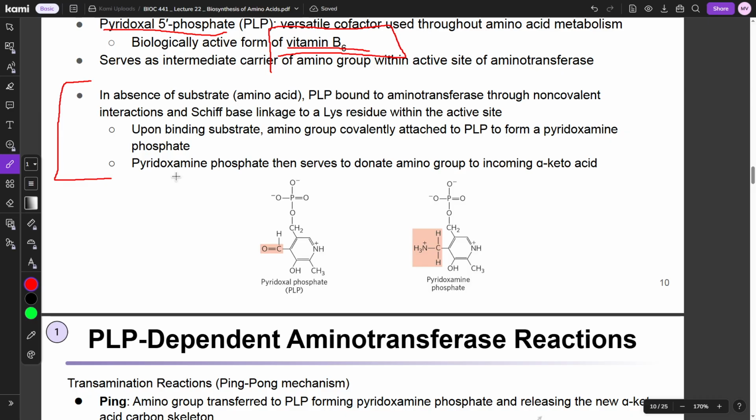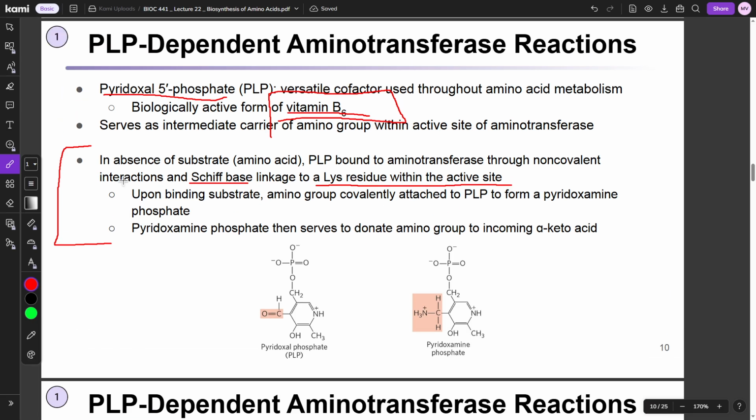I think knowing it's a Schiff-base linkage to a lysine residue is important. So in the absence of a substrate, when there's no amino acid bound, PLP is bound to the aminotransferase through a non-covalent interaction and a Schiff-base linkage to a lysine residue. I think that's kind of important to recognize maybe, but I don't think it's super important.